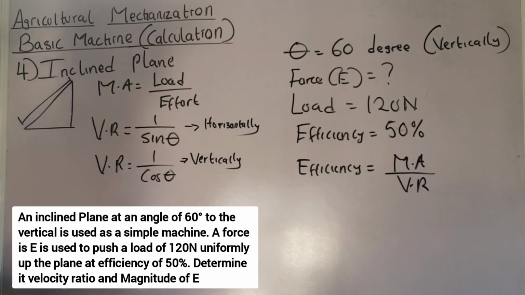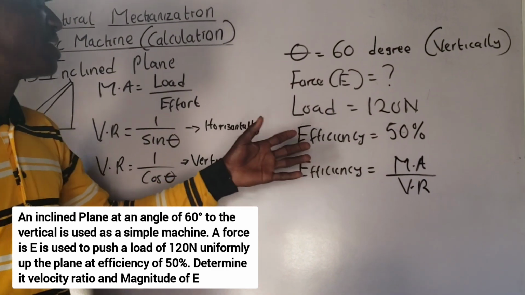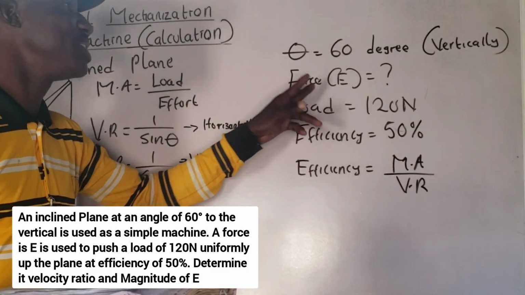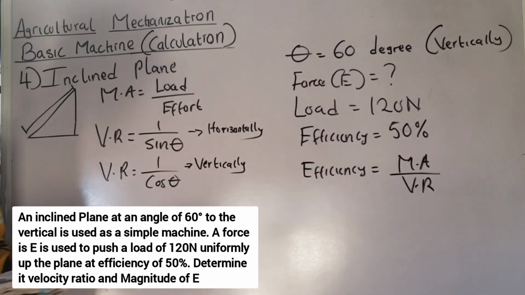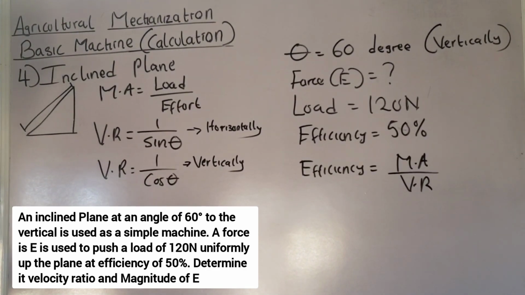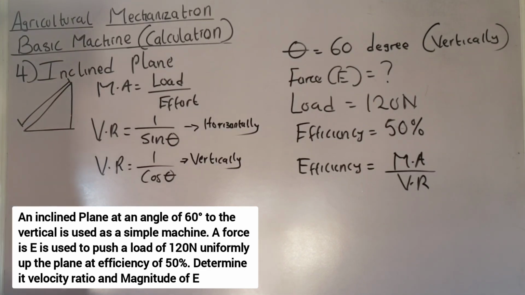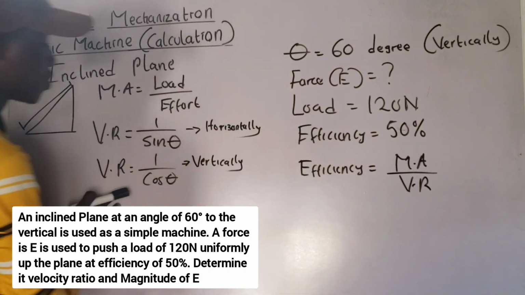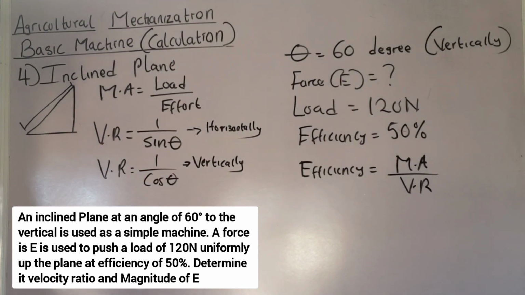And mechanical advantage is what? Load over effort. And you cannot determine the mechanical advantage without knowing the effort. Okay? So the first thing to do here is to determine the velocity ratio. Because the angle is inclined vertically, the velocity ratio will be equal to 1 over cos theta. Please pay attention.